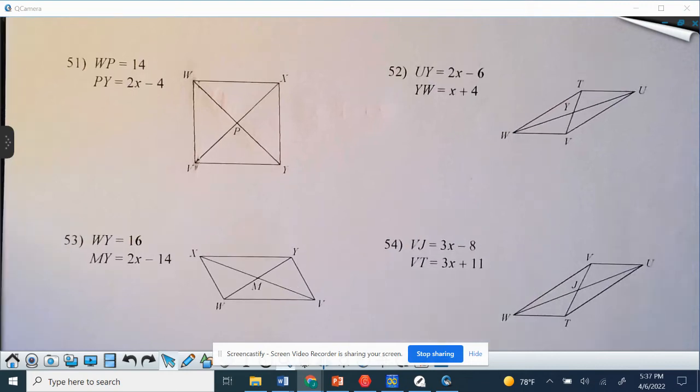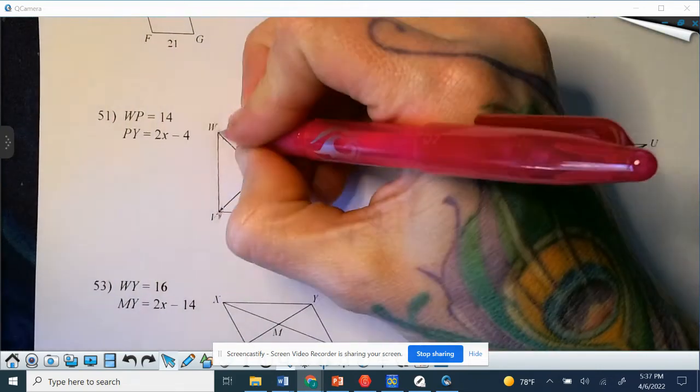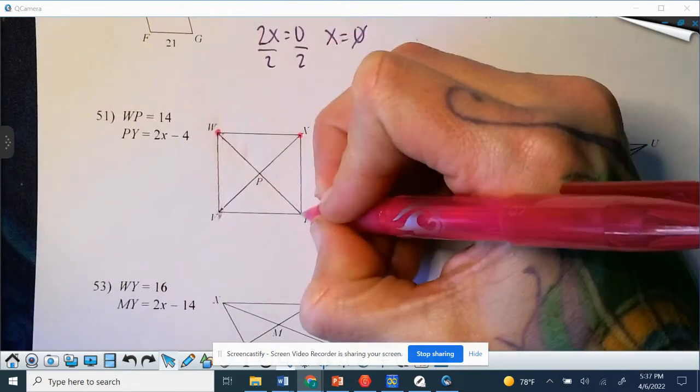On to our final four. So these guys, the biggest call out is that lots of your EOC level questions and test level questions are not going to give you a picture. Remember that these parallelograms or quadrilaterals or any shape are going to be named in order.